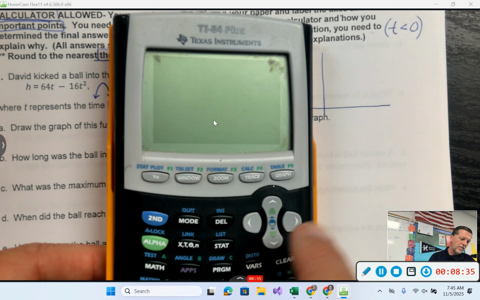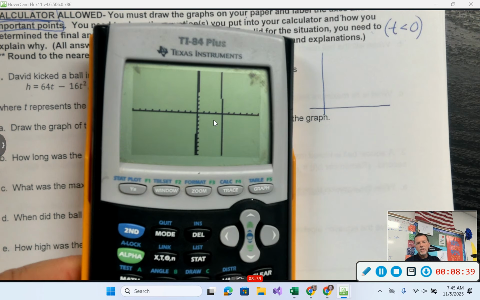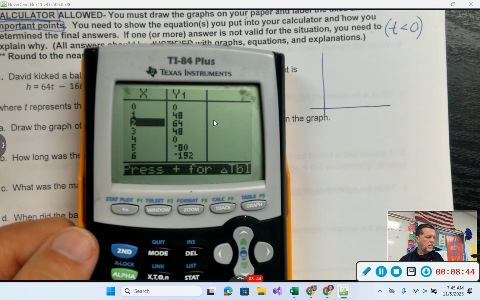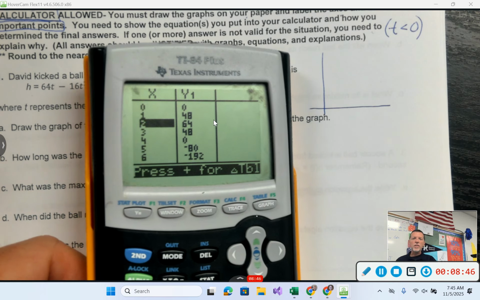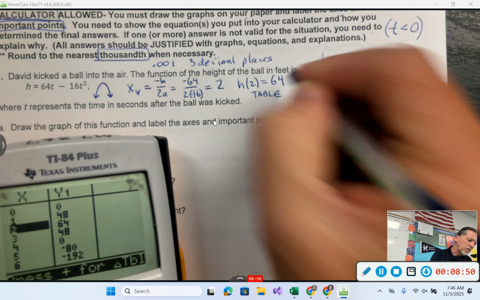Yep, sorry. So I'm looking at my graph. Table is top right, so second table will get you the table. Got it. Okay. And then you've got a list of points there, but the one I'm looking for is h of 2 is 64.